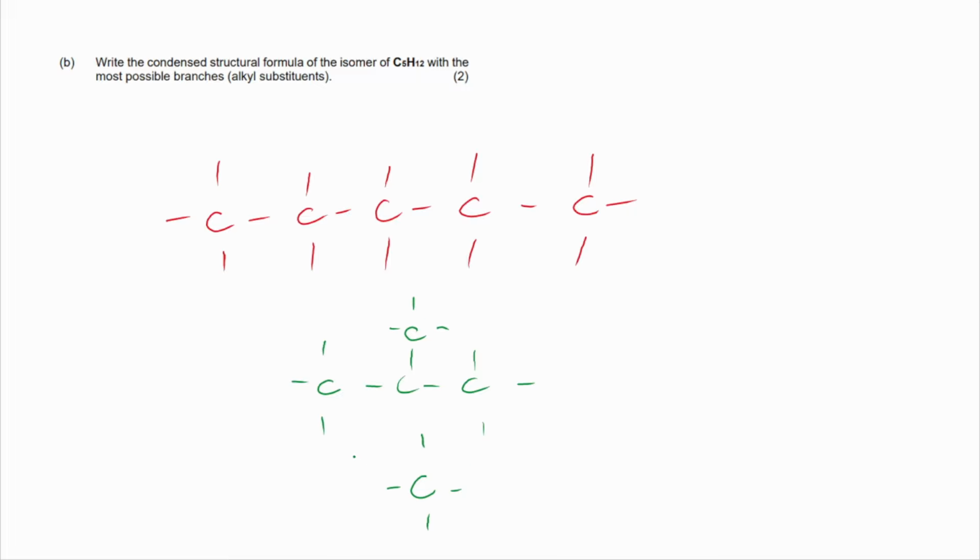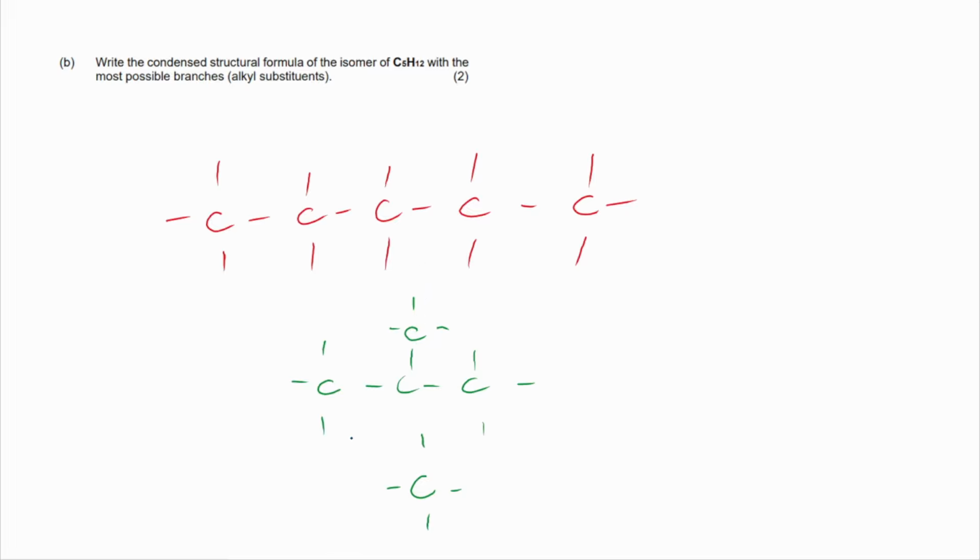So here you go. That is where we have the most branches. Our most branches are 2. We can have 2 methyl groups over here. You are not able to have an ethyl group, because if I add a carbon here, now my longest chain is 4. So I don't really have an ethyl group, I just have 1 methyl.